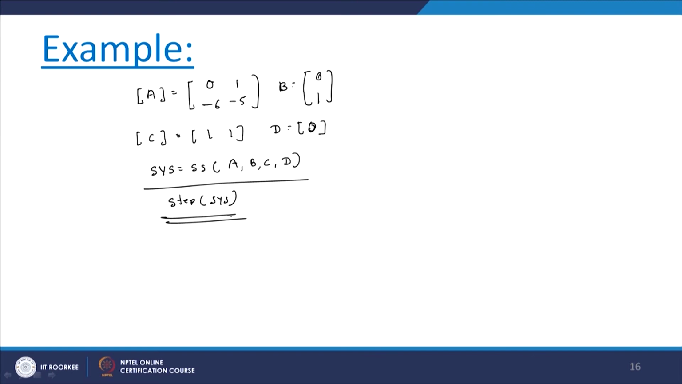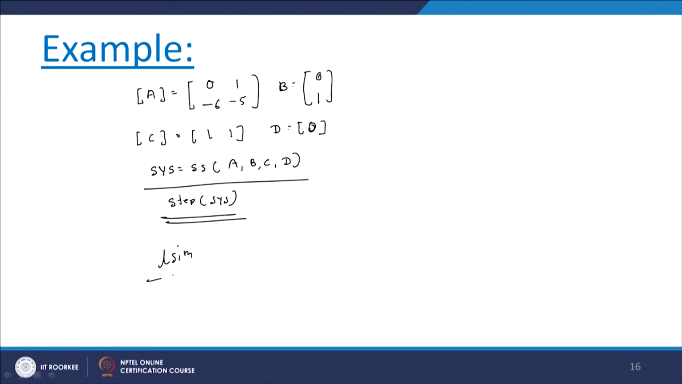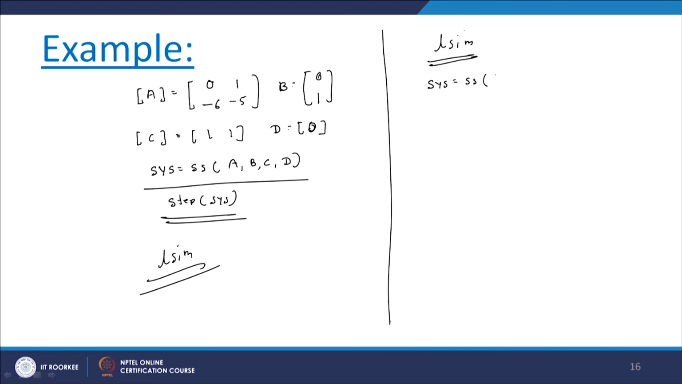Now, our main purpose is to use any arbitrary input, and as I discussed earlier, we can use the command lsim. Now, how to use it? Here we can write for lsim, how to use the lsim command. So here sys equal to ss(A, B, C, D), then we have to define some initial conditions. See, initial condition can be defined as [1 1].